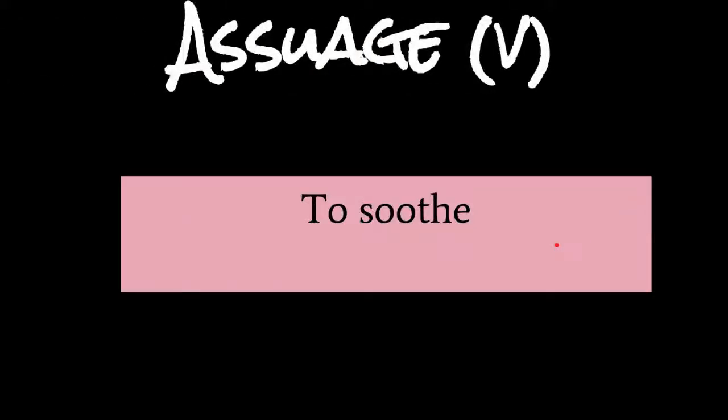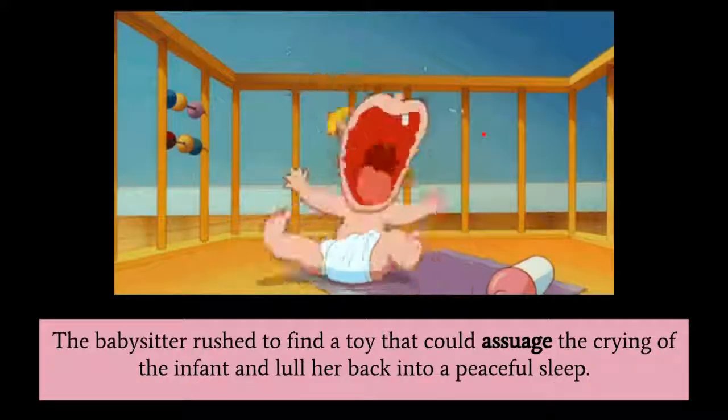So next up we have assuage, which is a verb, and it means to soothe. Assuage and appease have a lot in common, in which you're both trying to calm someone. However, while appease means to satisfy and make peace with, assuage means to quiet someone who's upset, to soothe them. And so it's slightly different. It's worth going back and making sure you note the difference between the two.